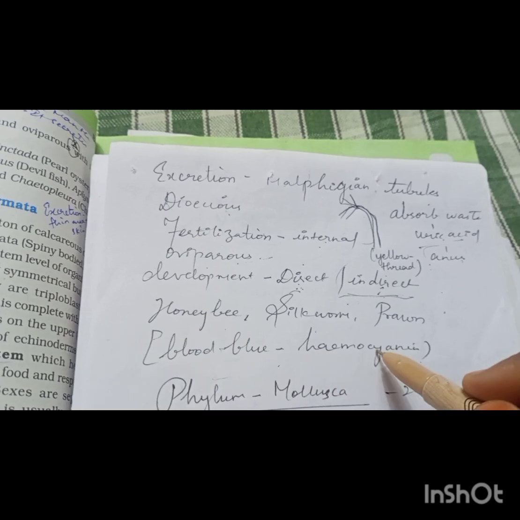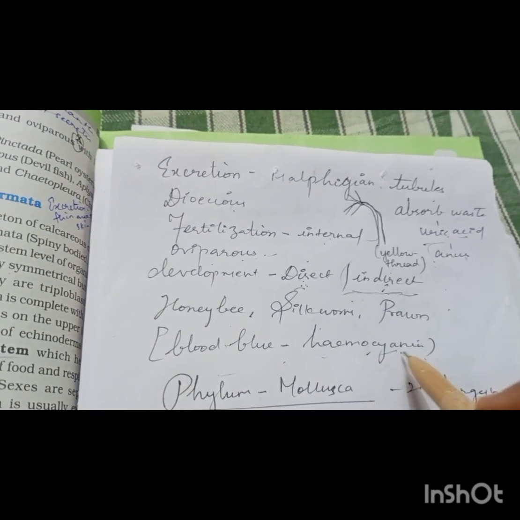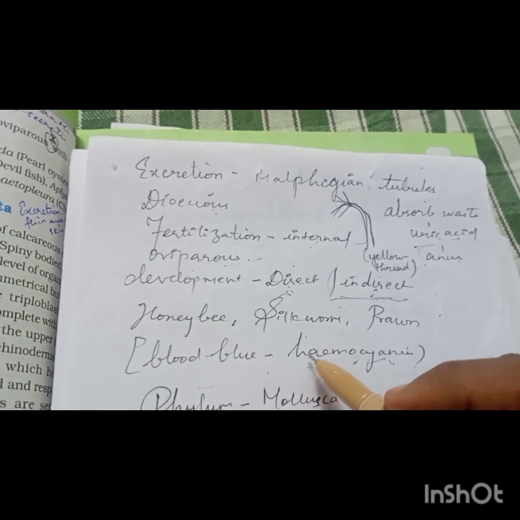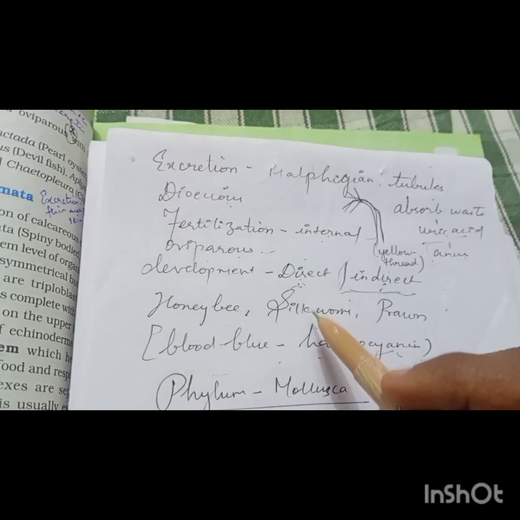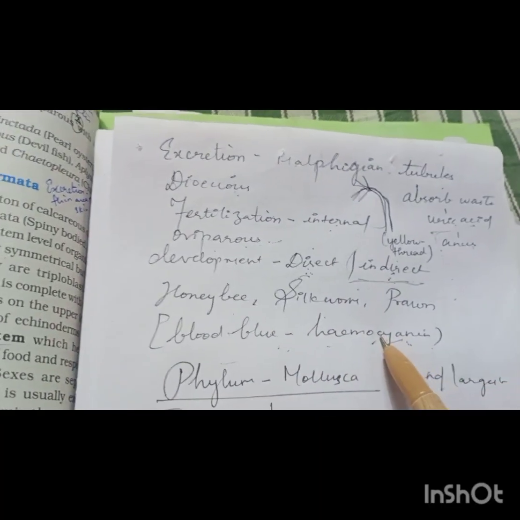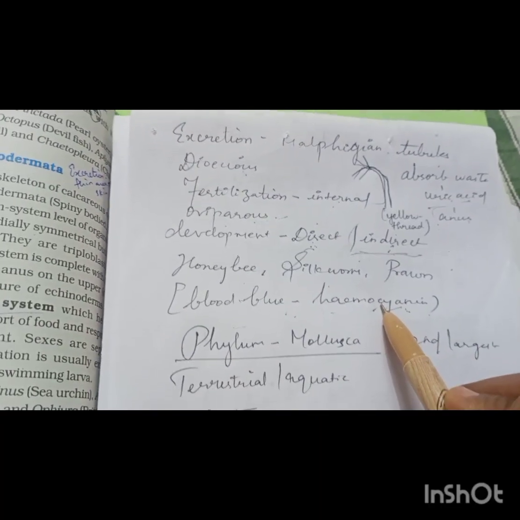The blood is blue because of the presence of this pigment hemocyanin. Our blood is red because of hemoglobin. The insect's blood is blue because of the presence of this pigment, that is hemocyanin.